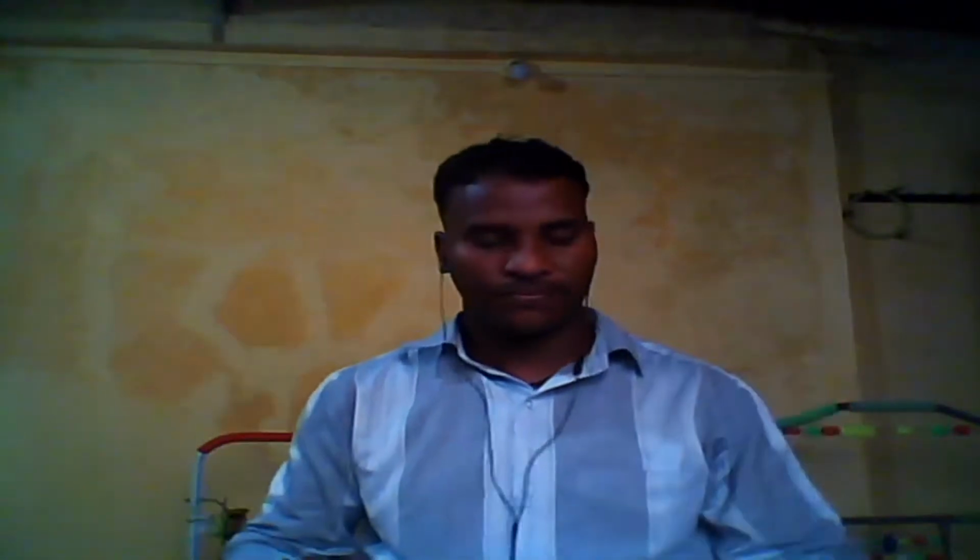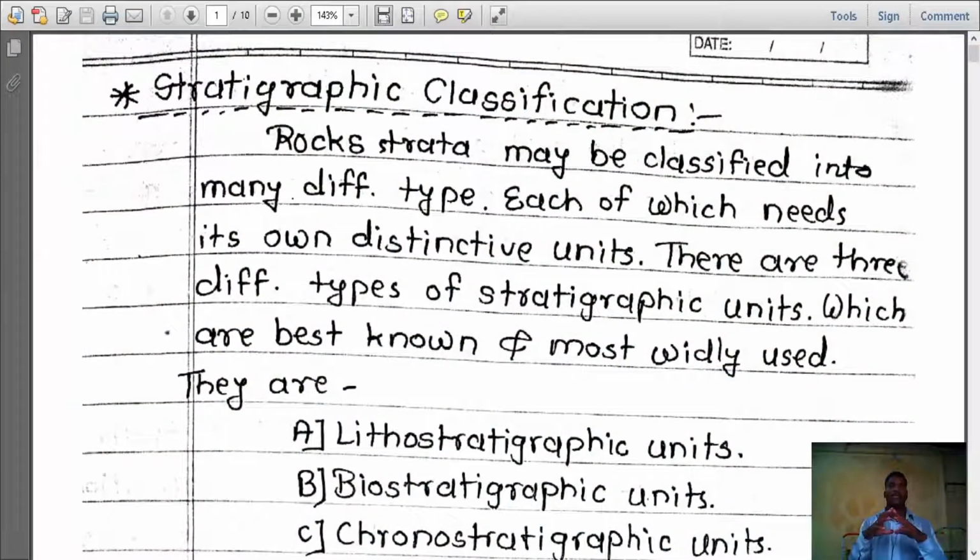In the previous lecture, I discussed what is stratigraphy and the different principles of stratigraphy. Today, I will discuss stratigraphic classification.